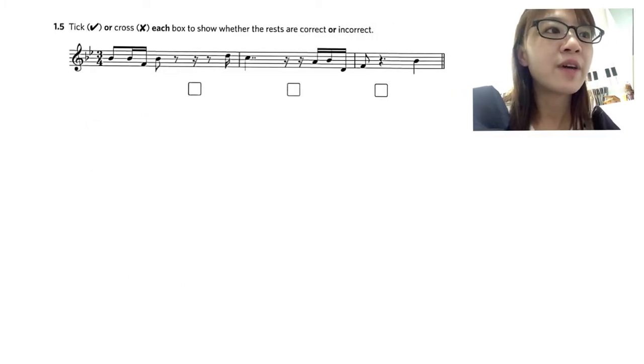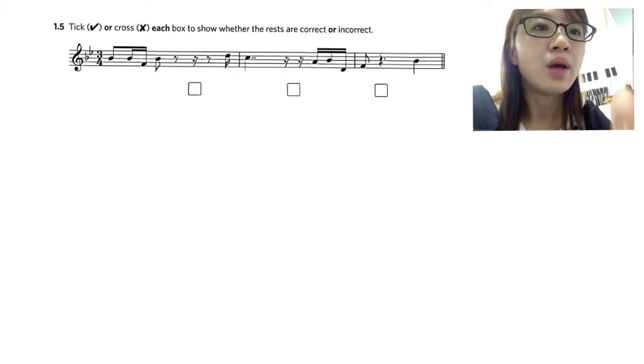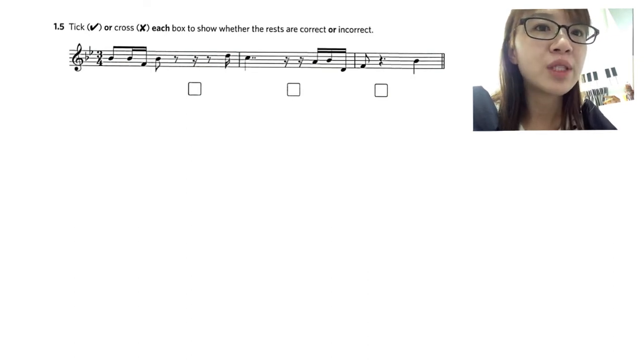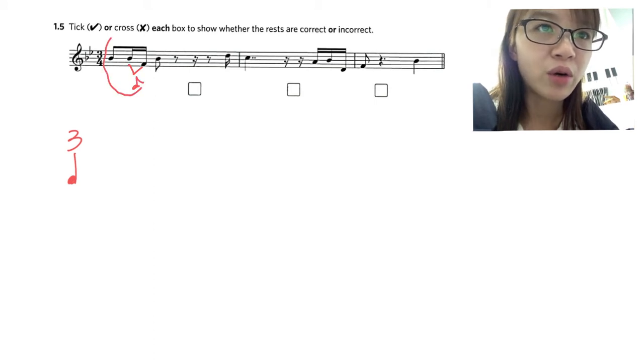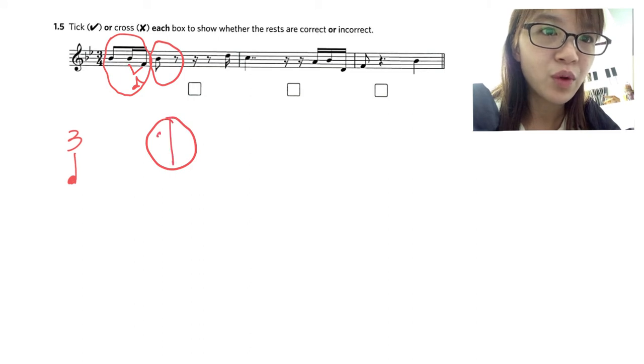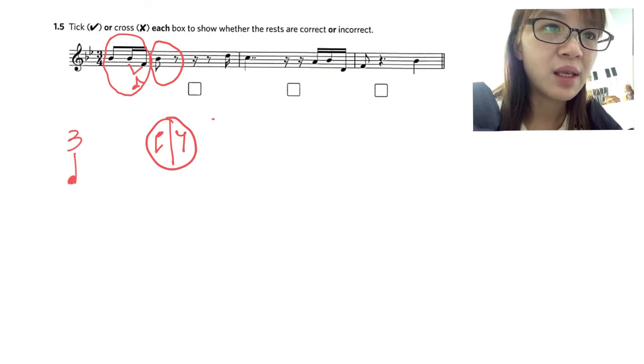For question 1.5, the student is required to show whether the rests are correct or incorrect. First thing, go back to the time signature 3-4. 3-4 means 3 crotchets. The bottom number 4 means crotchet. So in the first one, you have 1 quaver, and this is another quaver. Quaver, this is already a crotchet. Yes, so this is another crotchet. A quaver with a quaver rest. Following by the next one, let's see.